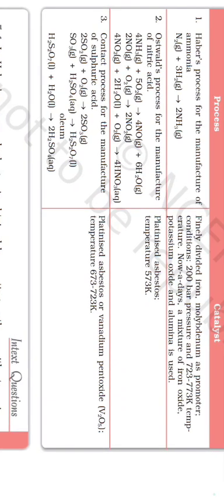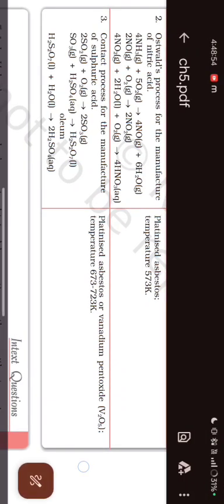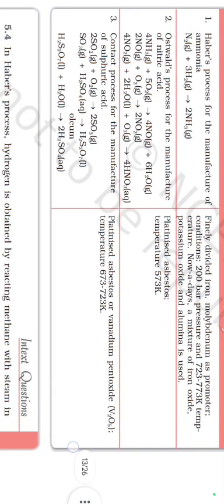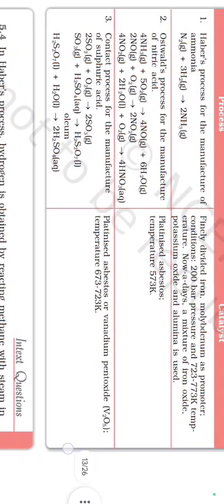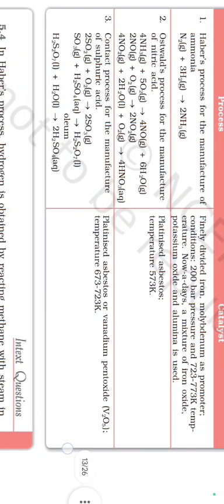Second process, Ostwald process for the manufacture of nitric acid. 4NH3 gas plus 5O2 gas gives 4NO gas plus 6H2O gas. 2NO gas plus O2 gas gives 2NO2 gas. 4NO2 gas plus 2H2O liquid plus O2 gas gives 4HNO3 aqueous. Catalyst, platinized asbestos. Temperature 573 Kelvin.